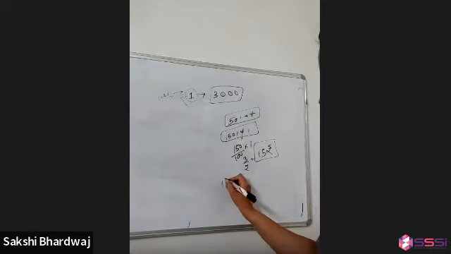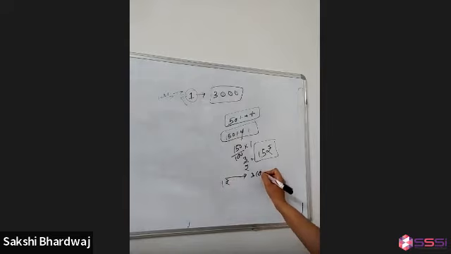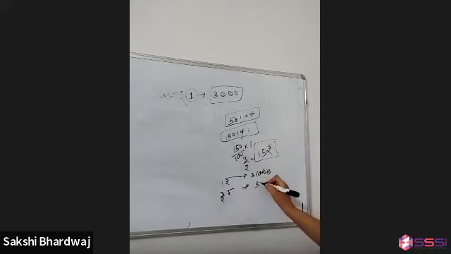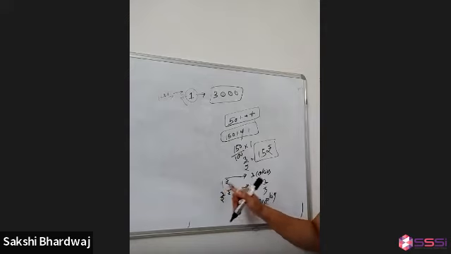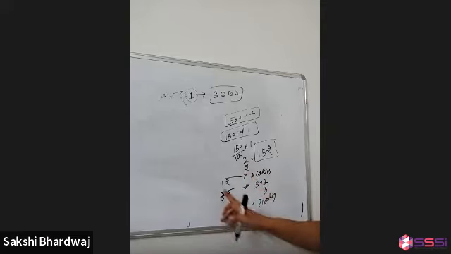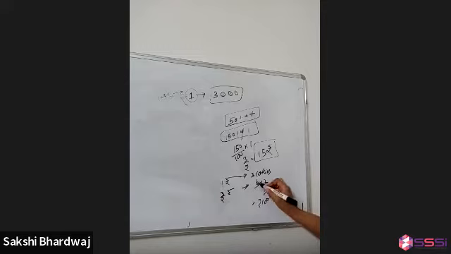In 1 rupee, he got 3 cookies. So in 3/2 rupees, 3 cookies, 3/2 into 2/3, 2 cookies. In 1 rupee, 3 cookies. Look here, in 1 rupee he bought 3 cookies, okay? So in 3/2 rupees, 3 into 3/2 will become 2/3.